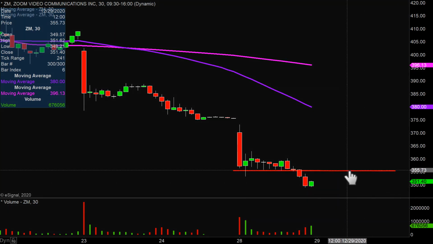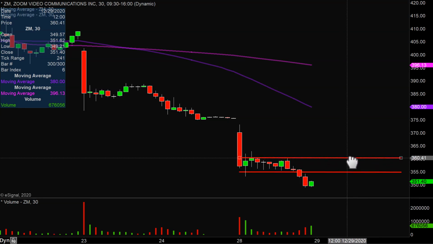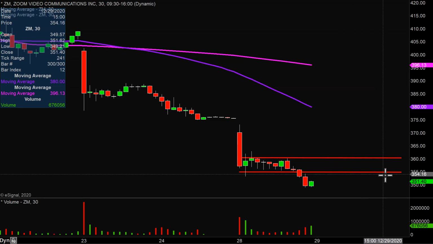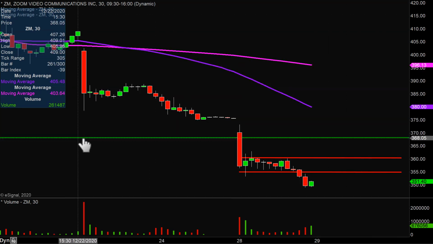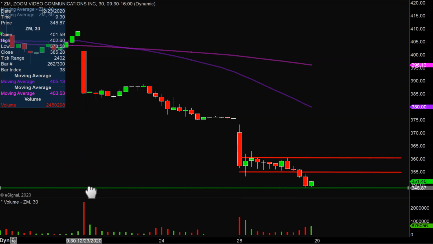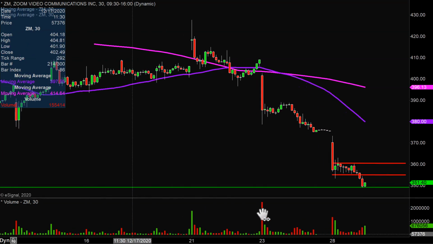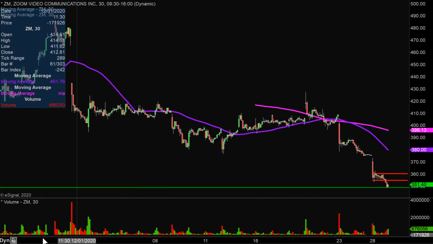If the price can push up through that area, the next key level of resistance after that point will be up there around 360. So 355, 360 are key levels of resistance. As far as levels of support are concerned, the first key level is just simply where the bleeding stopped today, and that was down there at the 349 mark.